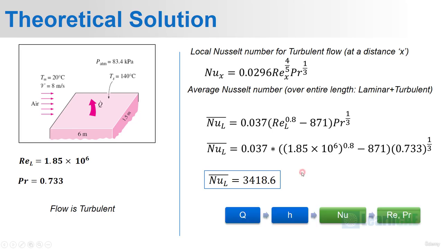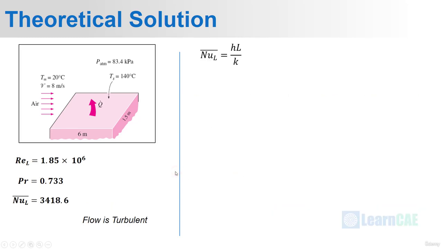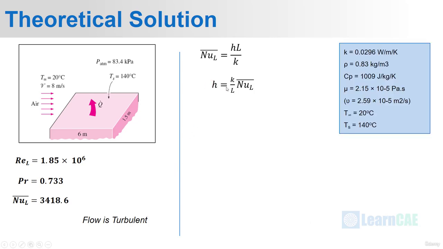Next, we shall use this Nusselt number to find out the convective heat transfer coefficient h. We know that Nusselt number is equal to hL by k. Therefore, h will be equal to k by L into Nusselt number. This is the average Nusselt number over the entire plate. We shall substitute the values of k, L and Nusselt number. Therefore, h will be equal to 16.86 watt per meter square per Celsius or per Kelvin.